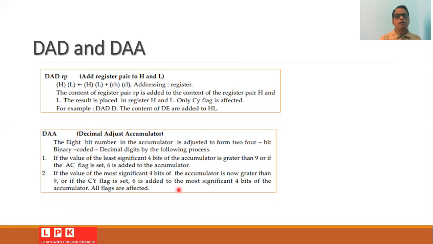If the value of the most significant 4 bits, or MSB 4 bits, of the accumulator is now greater than 9, or if the carry flag is set, then 6 is being added to the most significant 4 bits of the accumulator. And as far as this instruction is concerned, all the flags will be affected. You will find this instruction very useful while writing several programs for the microprocessor 8085.